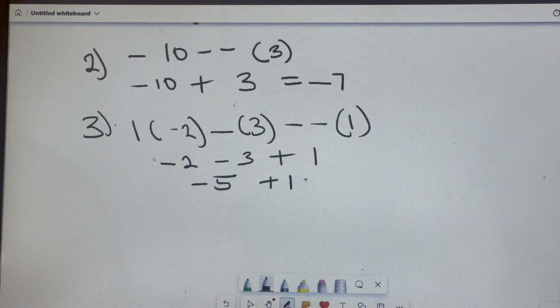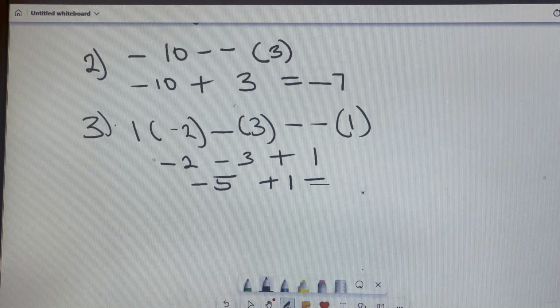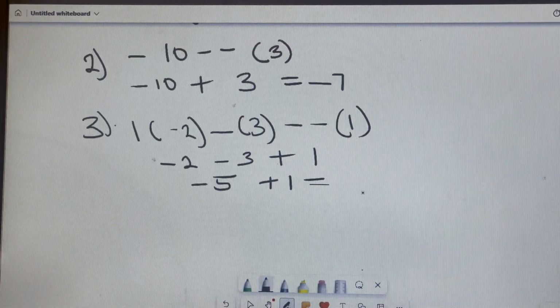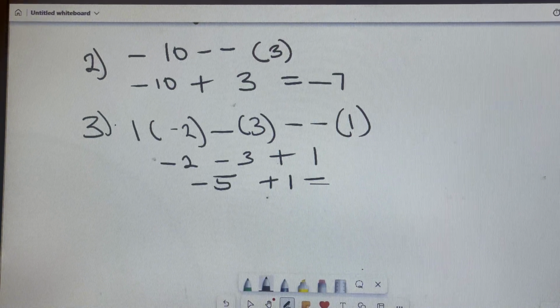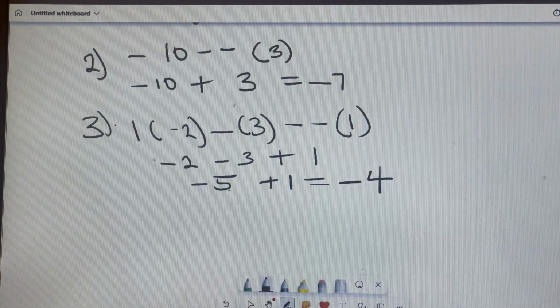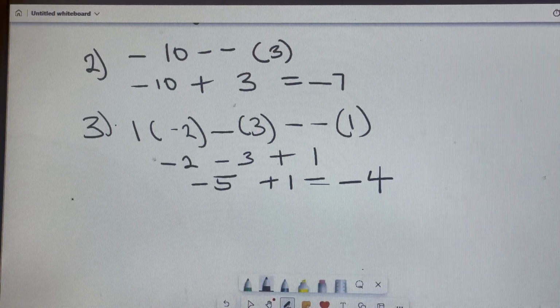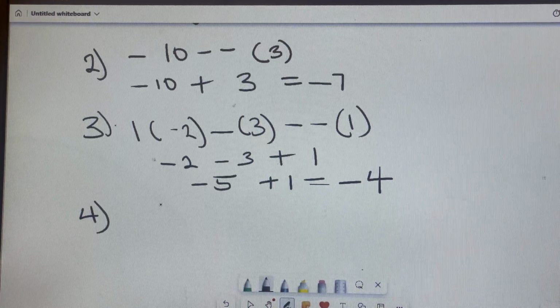So now we're going to apply the second rule of addition or subtraction. So negative 5 plus 1 is going to be what? You take the smaller number from the larger number and keep the sign of the larger number. So 5 minus 1 is what? 4. So we're going to put negative 4 because the larger number has a negative sign. Then let's do another one. It should be the last one.